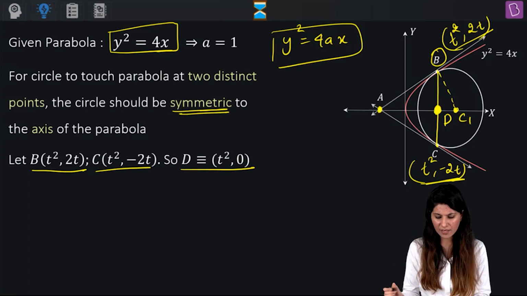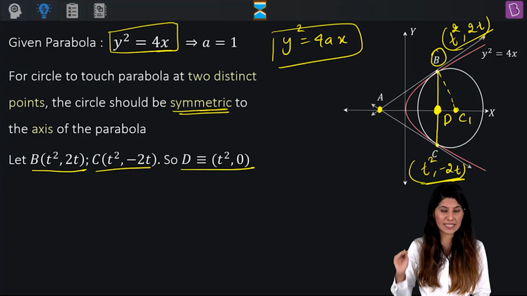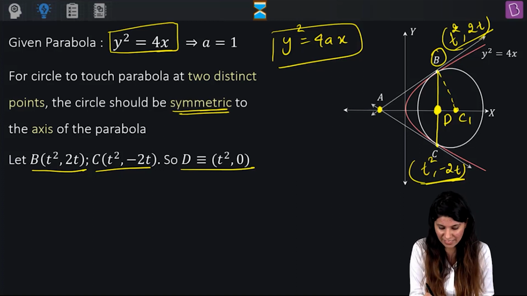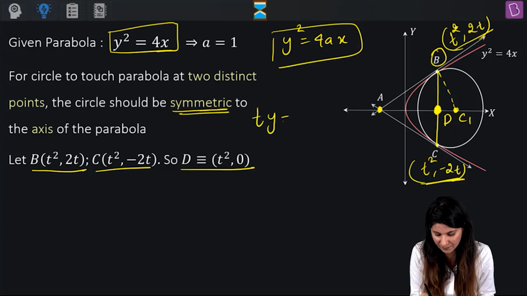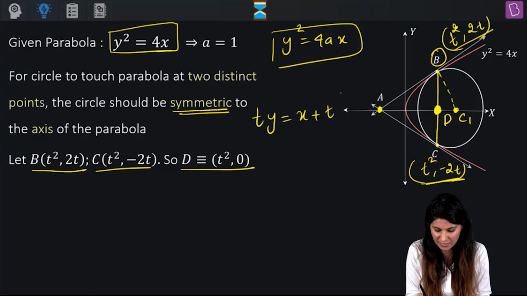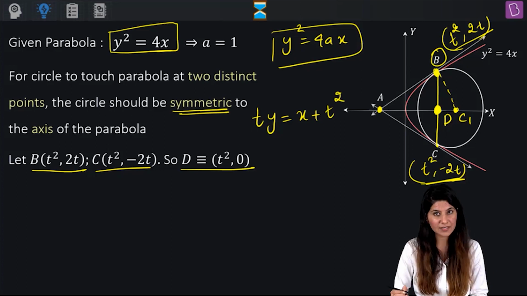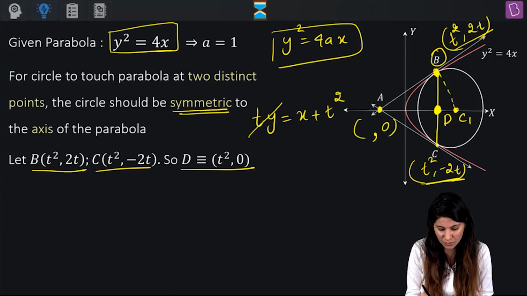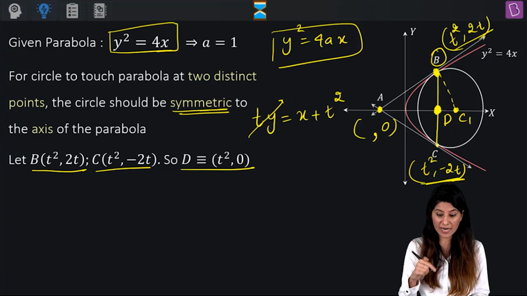What about point A? Point A is the intersection point of the tangents, and we all know that the intersection point will lie on the axis of the parabola, because everything is symmetric about the x-axis. You know how to write the equation of the tangent to this parabola: ty equals x plus at square, here a being 1. So ty equals x plus t square. At this point I'm trying to write the tangent. On the x-axis y is 0, so to get this point we put y equals 0. This term will be gone, so x will be minus t square.